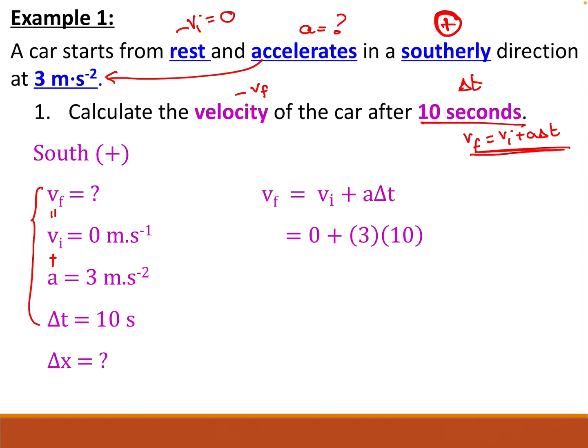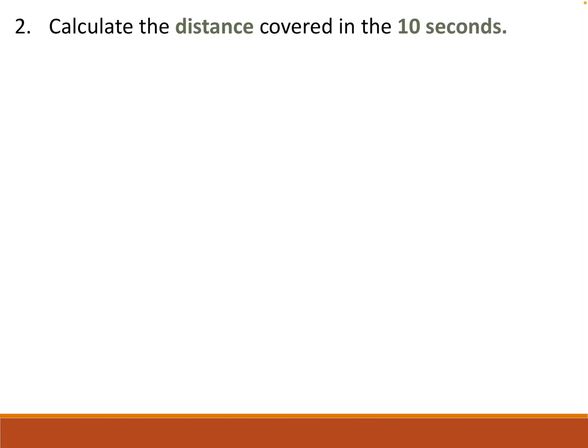Straightforward substitution. 0 is 0. 3 times 10 is 30. Use your calculator if necessary. And I get a positive answer, which means my answer is 30 meters per second south. Nice and straightforward. Now they say, same question. Calculate the distance, delta x, in 10 seconds.